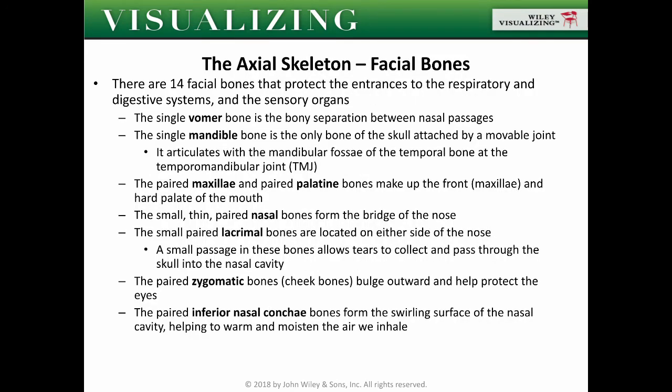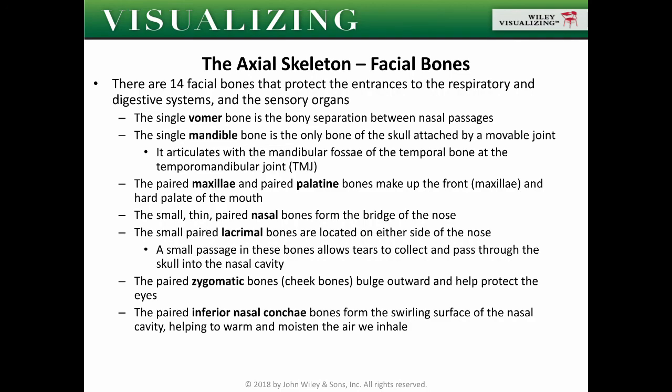Aside from that, I won't delve too much again on the anatomy of these bones. So you have the facial bones: the vomer, the mandible, the maxillae, and the palatine. The maxillae and the palatine are paired, so they form the palate of the mouth.